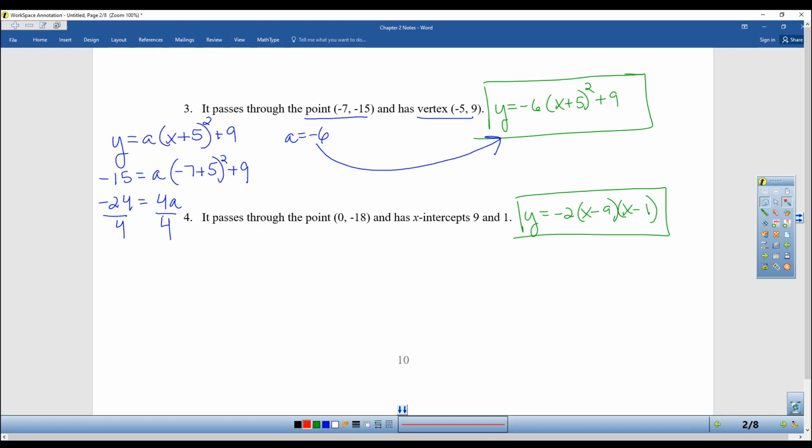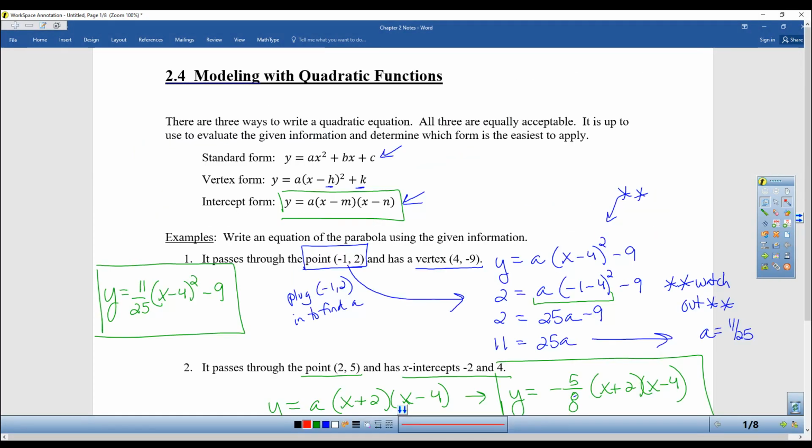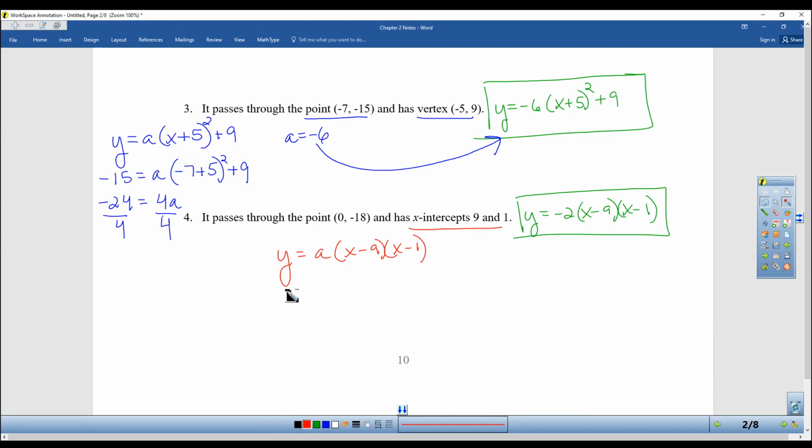And the last one of this type. Again, they gave me x-intercepts, so I'm going to go with intercept form. x minus 9 times x minus 1. Notice that for none of these four did we use standard form. You're not going to use standard form.